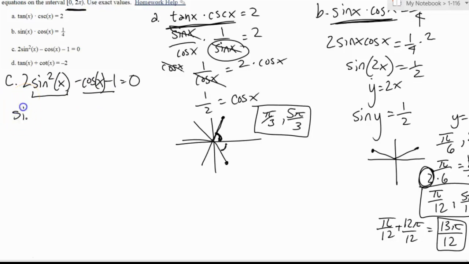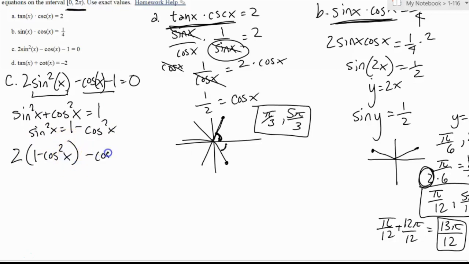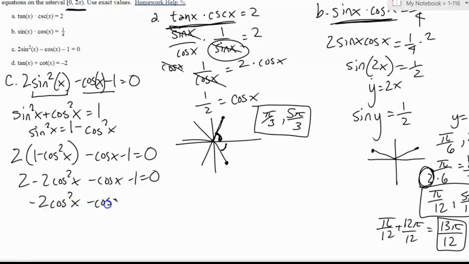Well, if I know that sine squared plus cosine squared is equal to 1, sorry about my phone, I should turn it off, then what I can do is subtract cosine squared, and I get sine squared is equal to 1 minus cosine squared. So now I can use substitution, so that's 2 times 1 minus cosine squared minus cosine minus 1 is equal to 0. So that's 2 minus 2 cosine squared minus cosine x minus 1 equals 0, which is negative 2 cosine squared minus cosine plus 1 equals 0.